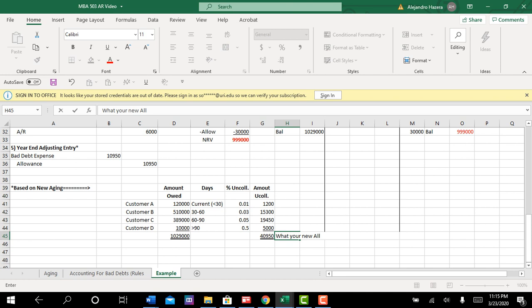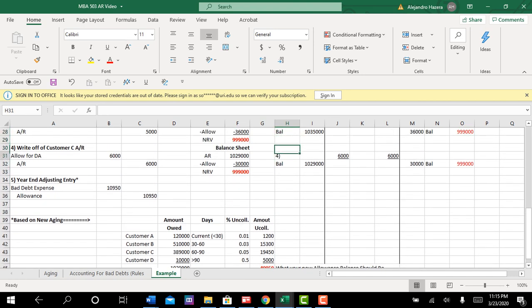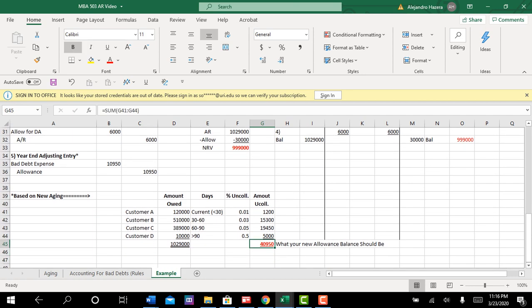allowance balance should be. So this aging right here, the number right there, that's the all-important number. I'm going to put it in red. This is telling us, after these 4 or 5 transactions, what our new allowance balance should be. So whatever we do, we have to make an adjusting entry. And the adjusting entry we make must result in an allowance balance which is $40,950.